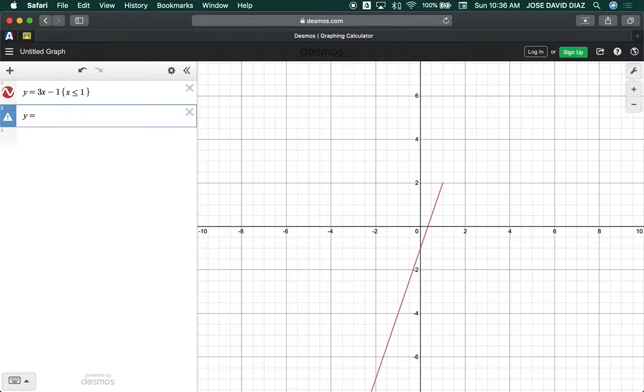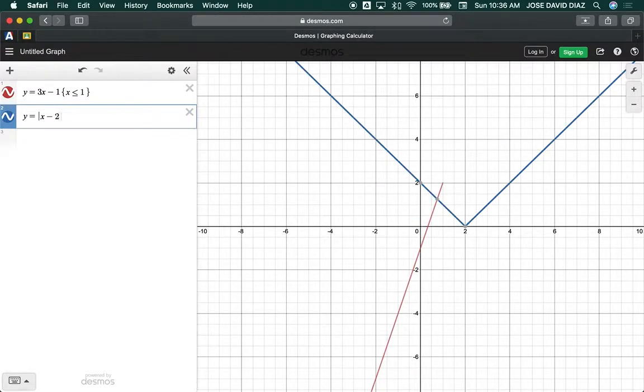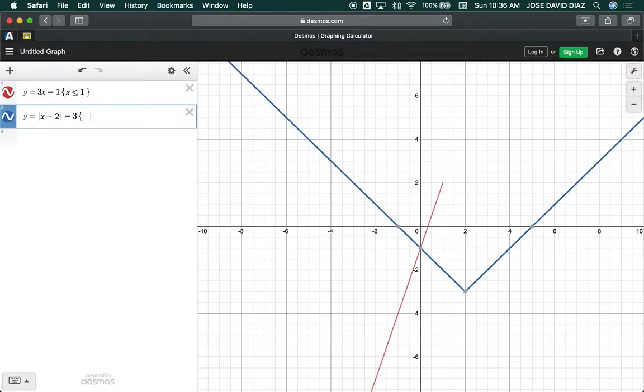Now y equals, I'm going to place my absolute value. You can do ABS, or I can place my bar on top of your return or your enter key. Now x minus 2, I'm going to close it. Then minus 3. My domain will be x is greater than 1. And it does it for you.